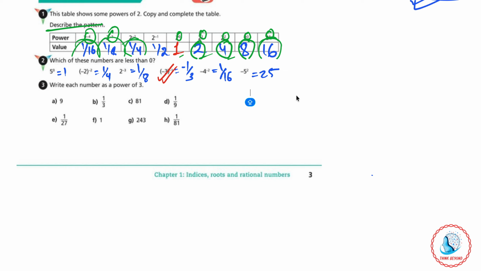Okay, now coming to question number 4. Question number 4 says Rishi has written each set of numbers in order from smallest to largest, but he has made mistakes. Correct the mistakes. Okay.